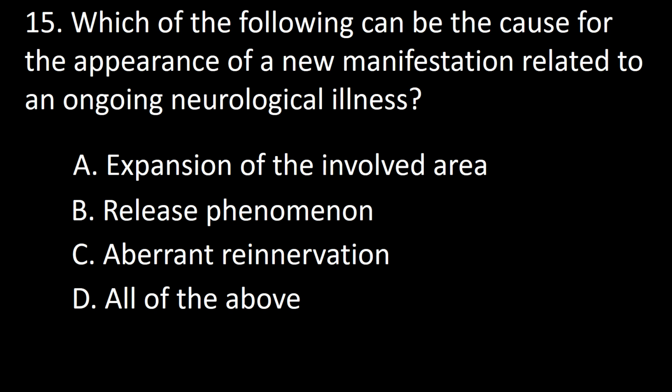Next question. Which of the following can be the cause for the appearance of a new manifestation related to an ongoing neurological illness? A. Expansion of the involved area. B. Release phenomenon. C. Aberrant reinnervation. D. All of the above.